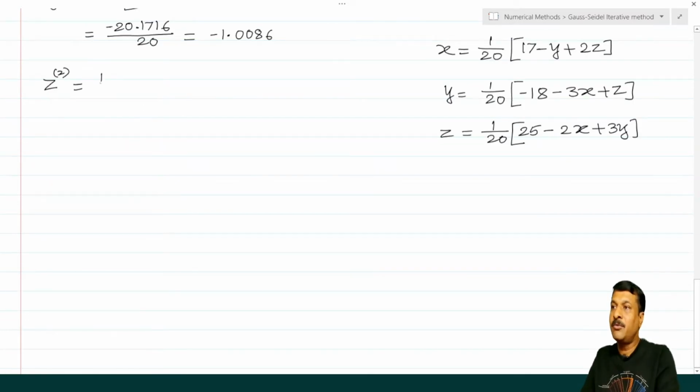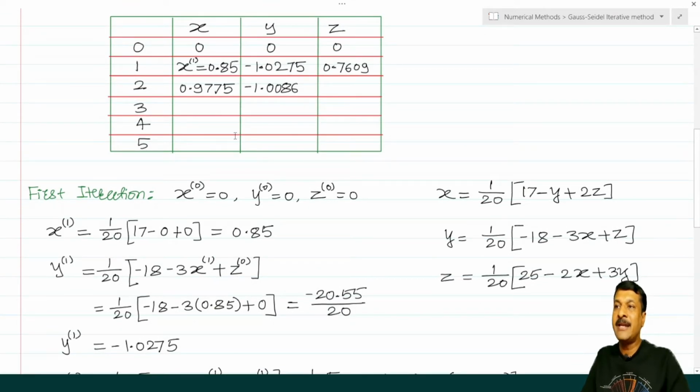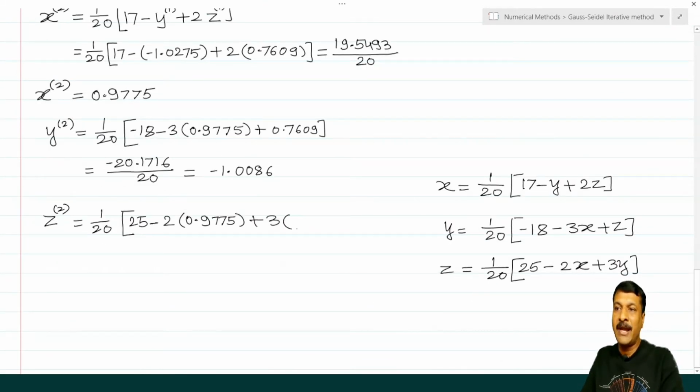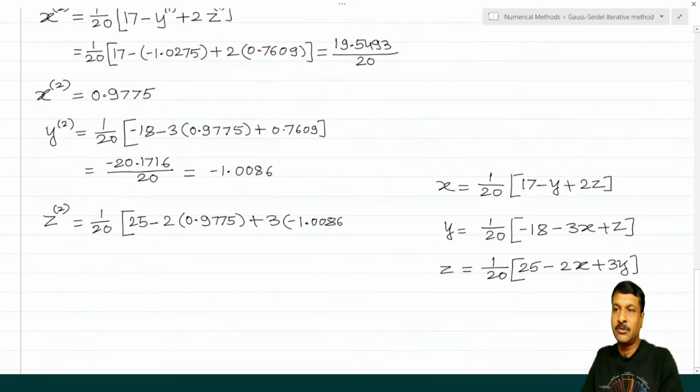Now what is the value of z at the second position? That is equal to, by the equation, 1 by 20 into 25 minus 2 into the recent value of x. By table I will see it is 0.9775, plus 3y, the recent value of y. By table it is minus 1.0086. So by calculator find this value. So I am getting 20.0192 whole divided by 20. So that value is 1.00096, which means 1.0010. So now the recent value of z is 1.0010.